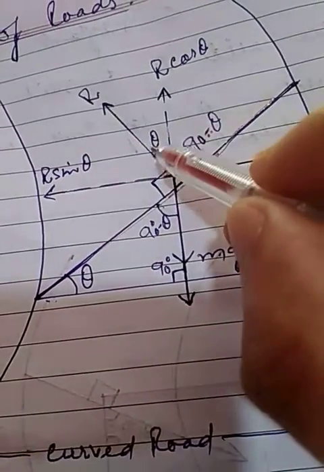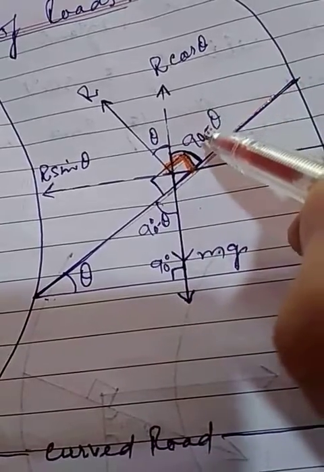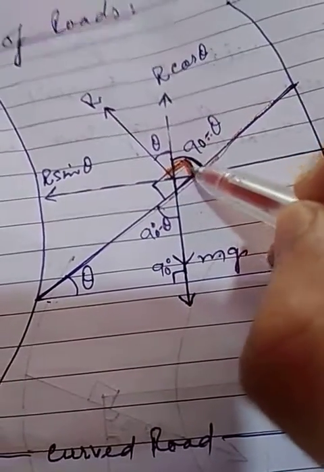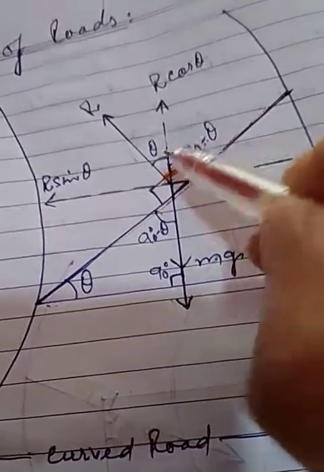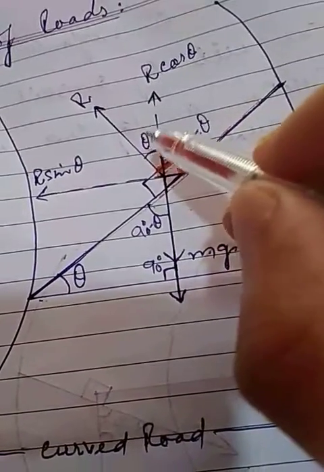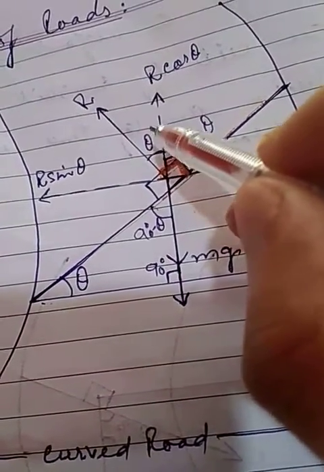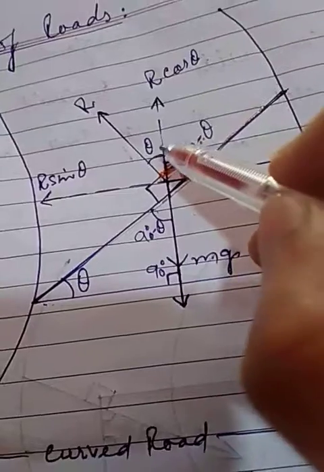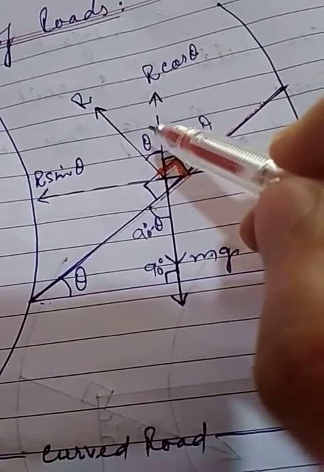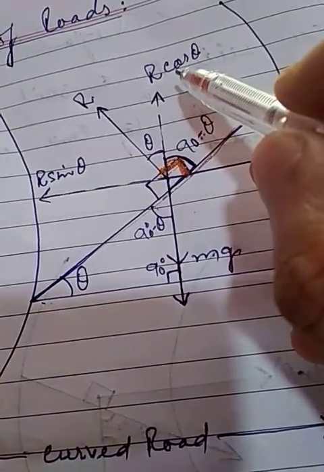So in 90 minus theta plus theta, minus theta plus theta will get cancelled out. So this whole angle will come out as 90 degrees. So this is the angle theta here. That's why we put angle theta here. Now we know the side along which the angle is there, we put cos theta there.